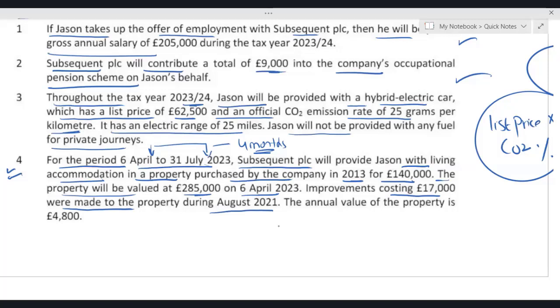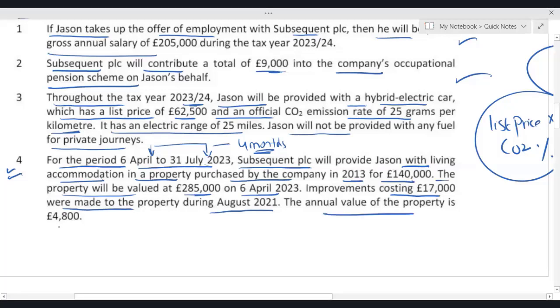Another thing, while calculating the additional benefit, because it is an expensive accommodation, original cost will be replaced by the market value. Why do we need to replace original cost with the market value? Because when this accommodation was first handed over to Jason, more than 6 years of the purchase of this accommodation had passed. The rule says when more than 6 years have passed, then cost will be replaced with the market value. So we have to calculate the additional benefit, but only for obviously 4 months.